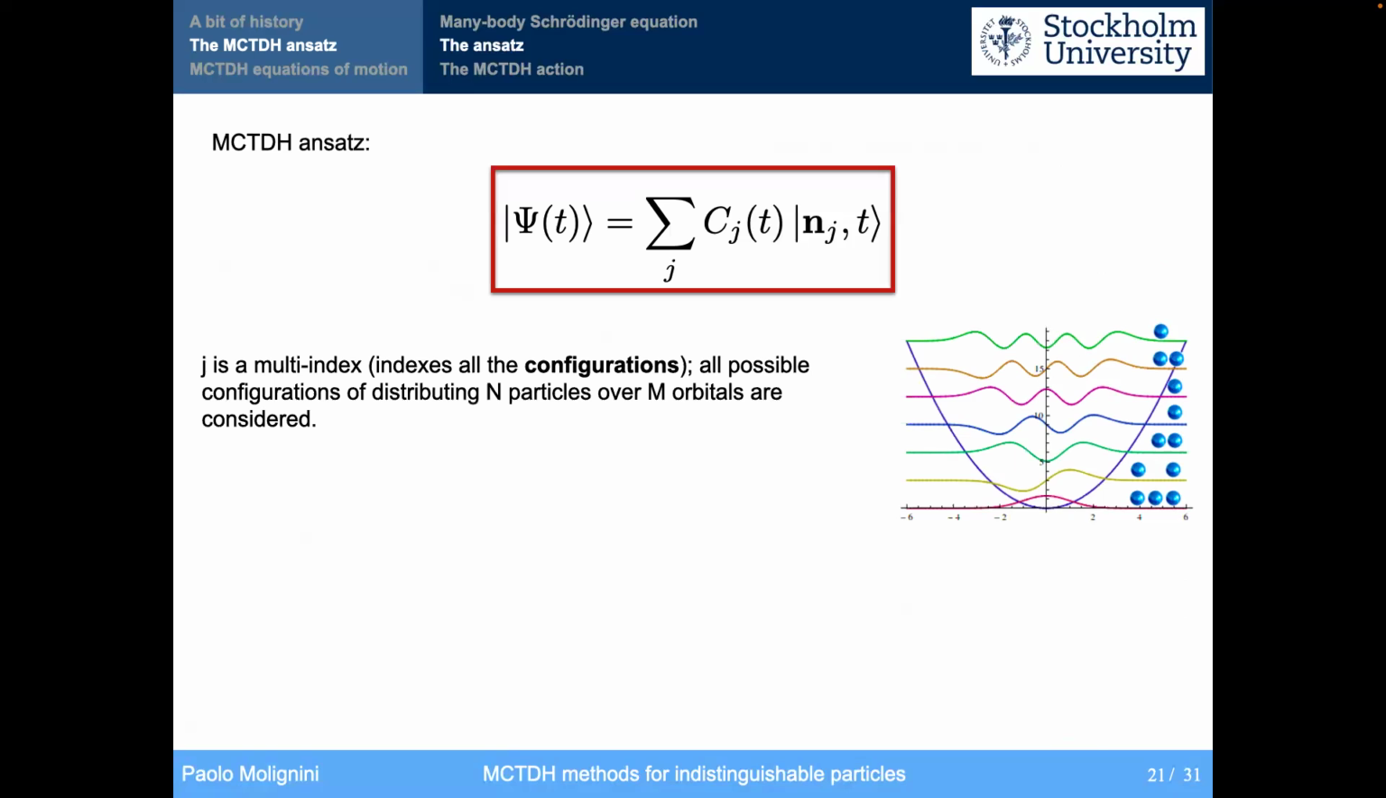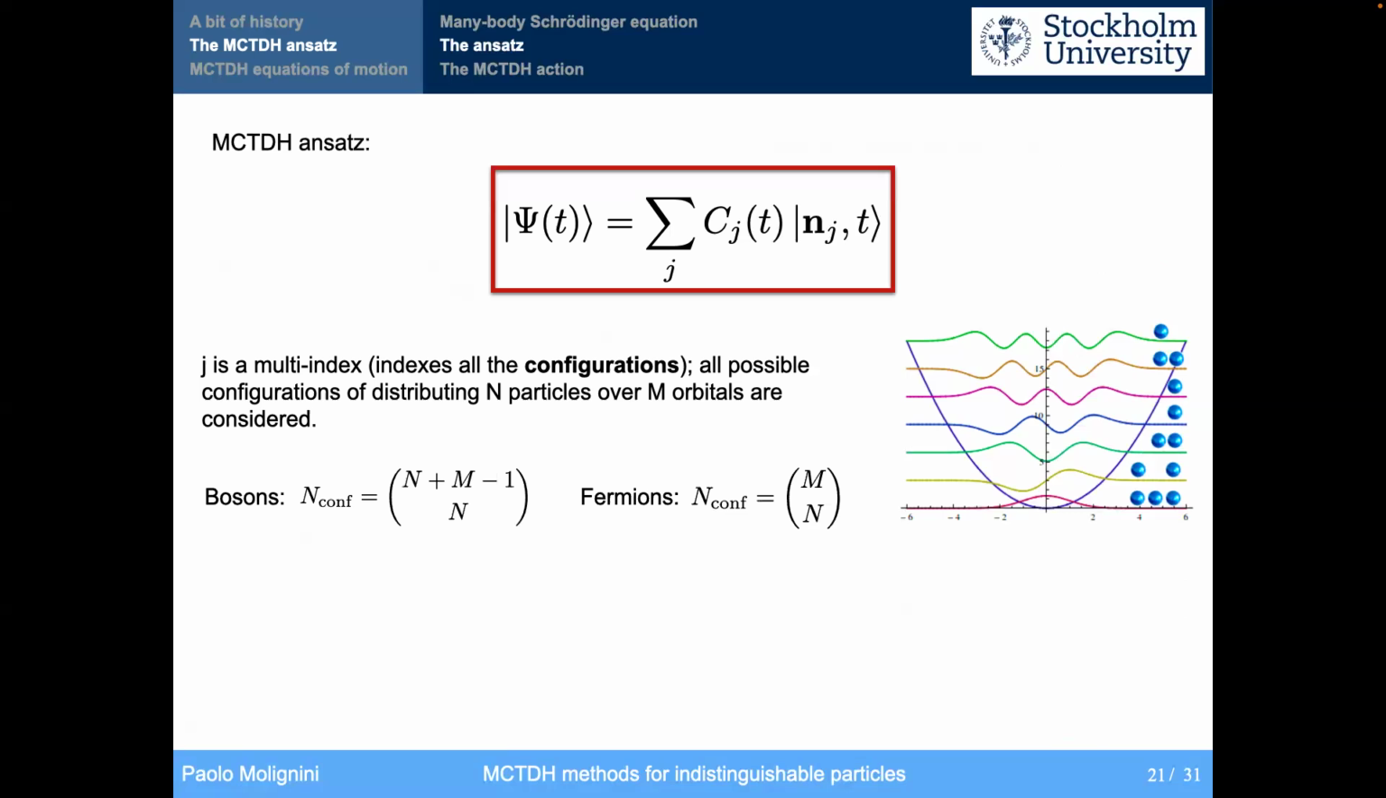This J is actually not just an index, it's a multi-index because it indexes all the possible configurations. All the possible configurations of distributing n particles into m orbitals are considered. So if you look at this sketch, you can think of those colored lines as the possible orbitals. Those are actually just the eigenstates of the harmonic oscillator. And then you can think of placing particles into these different bins, right? Into these different types of single particle wave functions. You can place 3 in the first one, 2 in the second, 2 in the third, and so on. And then we consider all possible combinations of putting particles into these different bins.